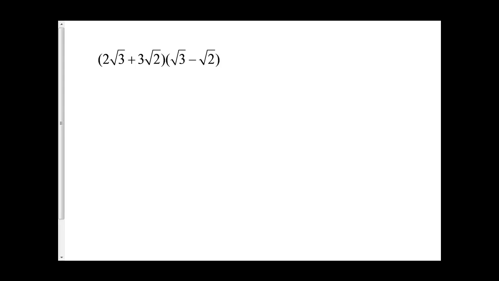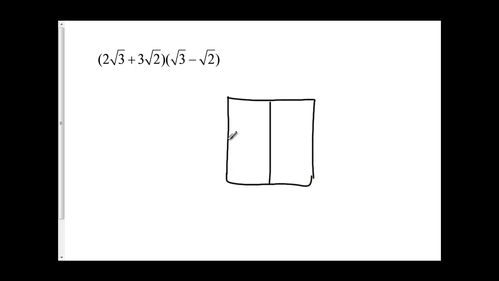Another way that you could solve this is using the square method. So if we draw a square, we are going to put the first term on the top of the square. So we've got 2 root 3 and 3 root 2. And we're going to put the second term going down the side. So we have root 3 and negative root 2.